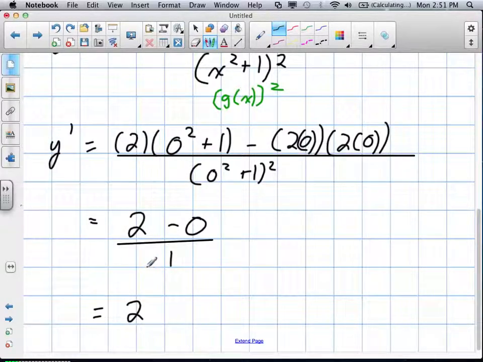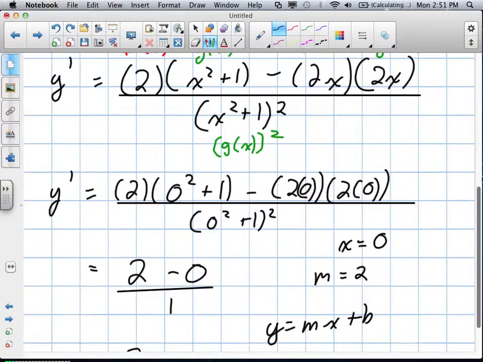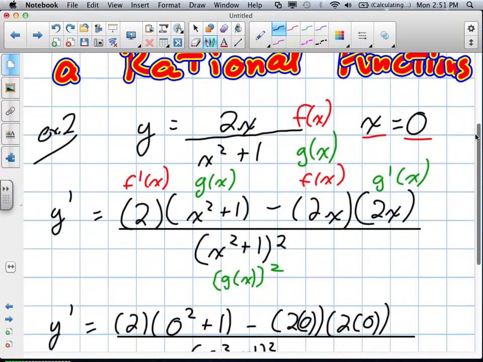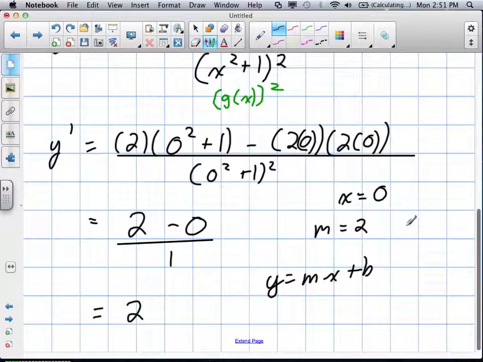So we know the slope of the tangent at x equals 0. The slope, or m, is 2. So if we're putting in y equals mx plus b, we have our x, we have our m. We don't have a y because we don't know what the point is. So we actually have to go to the original function, and we need to plug 0 into the original function. Now our original function was y is equal to 2x over x squared plus 5. I need to plug 0 in to find out my y value.